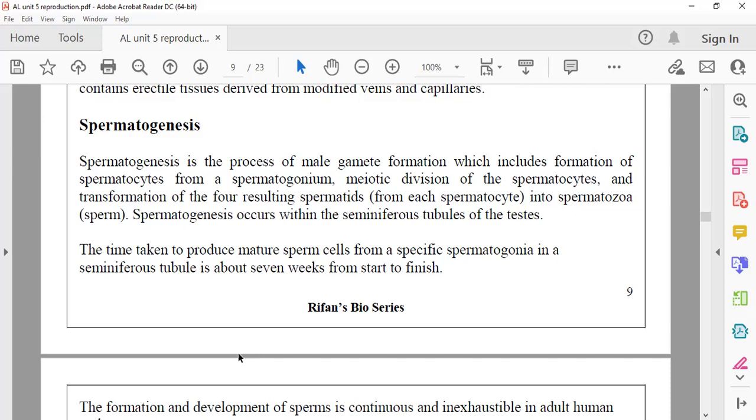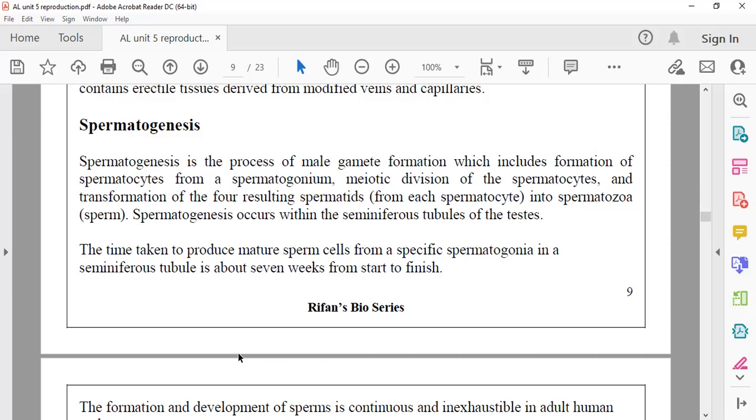At the completion of meiosis 1 division, what would be the outcome? Who will be produced? Secondary spermatocyte. It is the secondary spermatocyte that undergoes meiosis 2. From secondary spermatocyte, who will be formed? Spermatids.